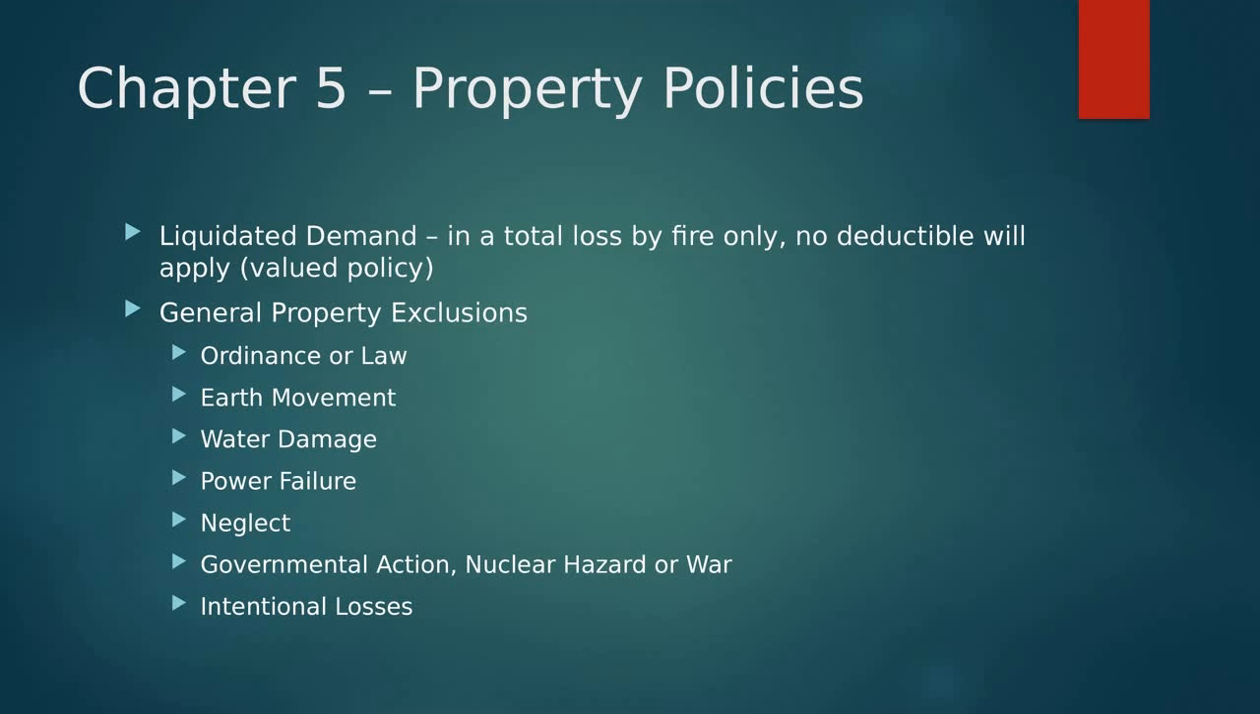But these things can happen all the time. But generally, property policies will exclude the ordinance or law updates, and they will only compensate you back to the actual cost. They won't pay for the upgrades or the new updates to the building code. Also, typically, the property policies will not cover earth movement.